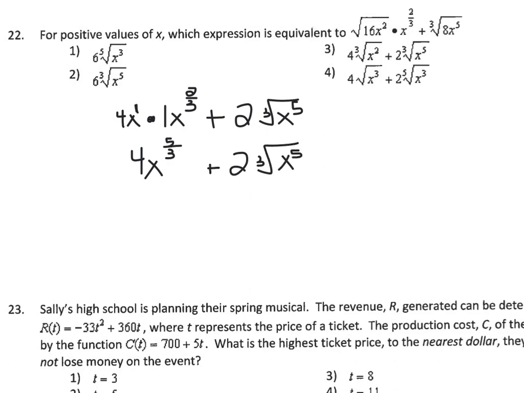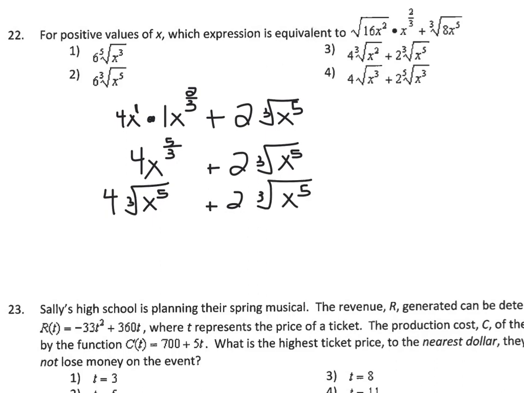Now, I see radicals in all of the answer choices, so I think what I might do is take this and put it back in radical form using power over root. Now, this exponent isn't on the 4, so I'm going to leave the 4 on the outside of the radical, and then I'll rewrite this as the cube root of x to the fifth power. And let me bring this down. This is a unique question.